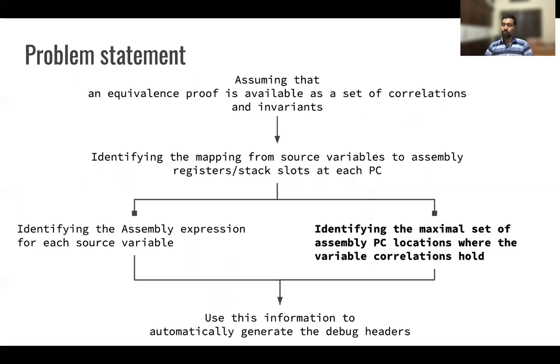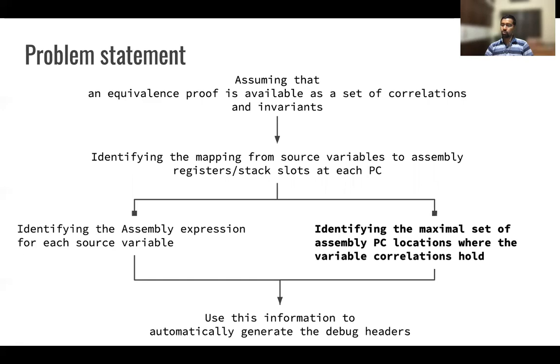Now that we have seen the first subproblem and its solution approach, we move forward to the second subproblem. Notice that the mappings we found so far are present only at the correlated PC pairs generated by the equivalence checker. And the equivalence checker would typically minimize the number of correlated points to simplify the proof generation process, and thus would typically correlate only the loop heads in the program.